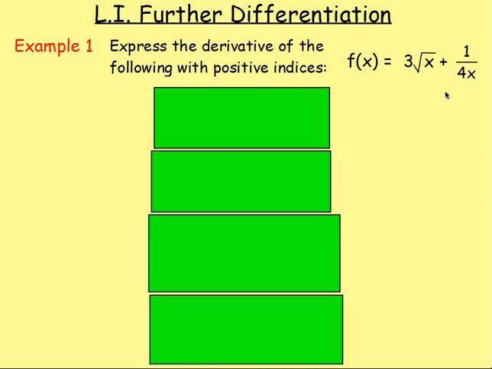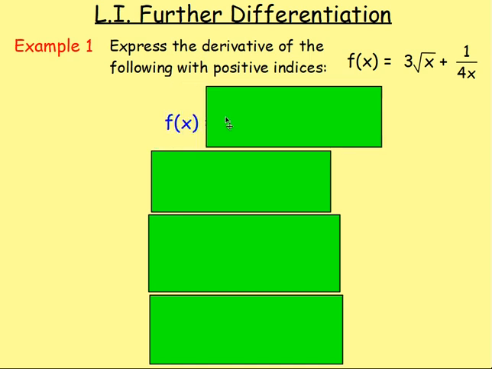So example 1, express the derivative of the following with positive indices. So this is what we have to differentiate. And you know, when you differentiate, we cannot have x in the bottom of a fraction and we cannot have square root signs. So we need to change both of them. So first thing you want to do is leave f of x as f of x. We're not differentiating yet. No. And we want to rewrite that.